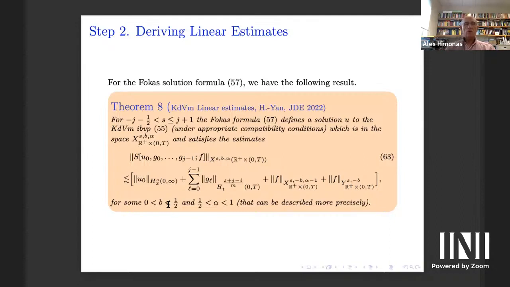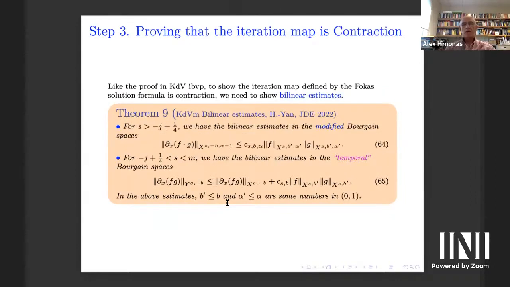And again, here also the B, which in the case of the line is bigger than 1/2, is smaller than 1/2, but the alpha again is bigger than 1/2. And the interesting thing, we are able to prove bilinear estimates. And the bilinear estimate is minus J plus 1/4, the spatial bilinear estimates in modified Bourgain spaces.